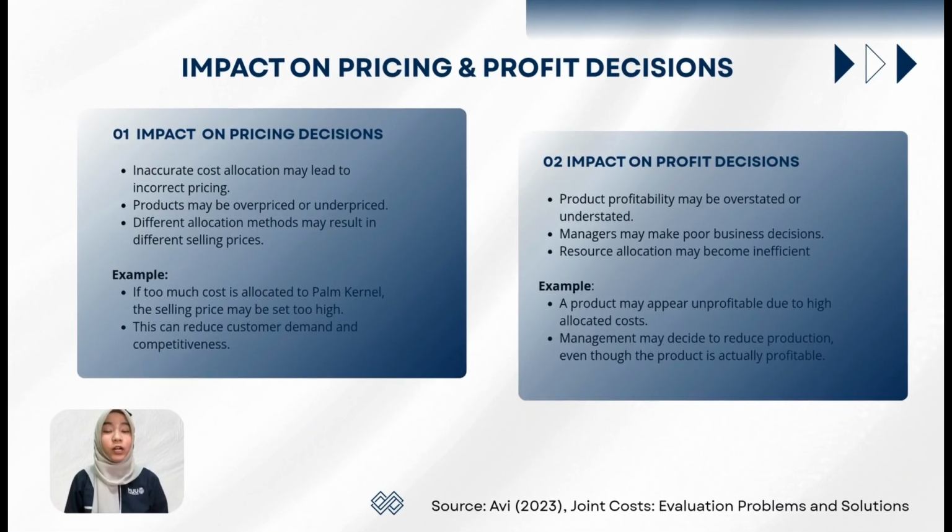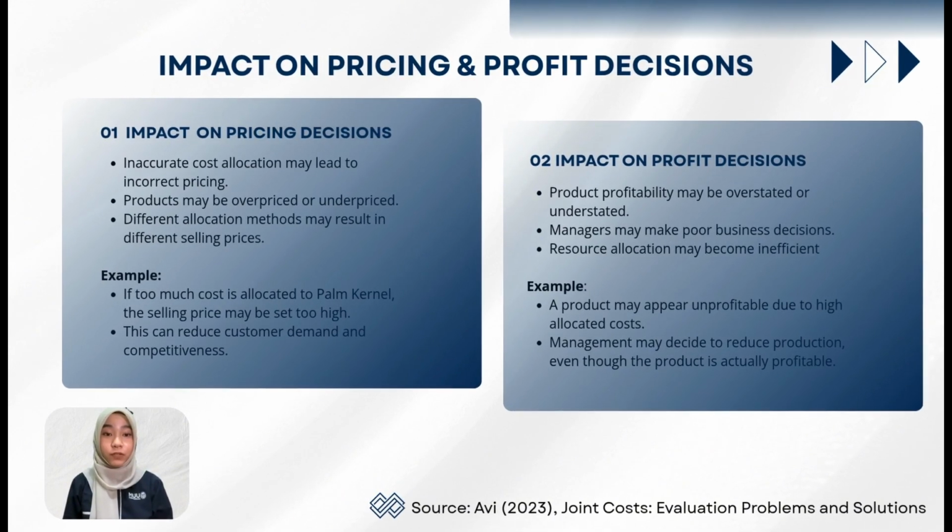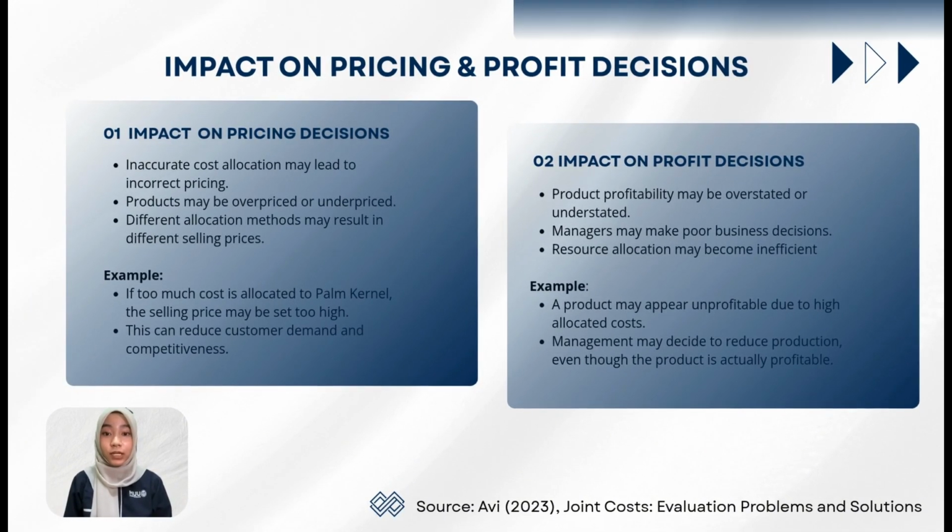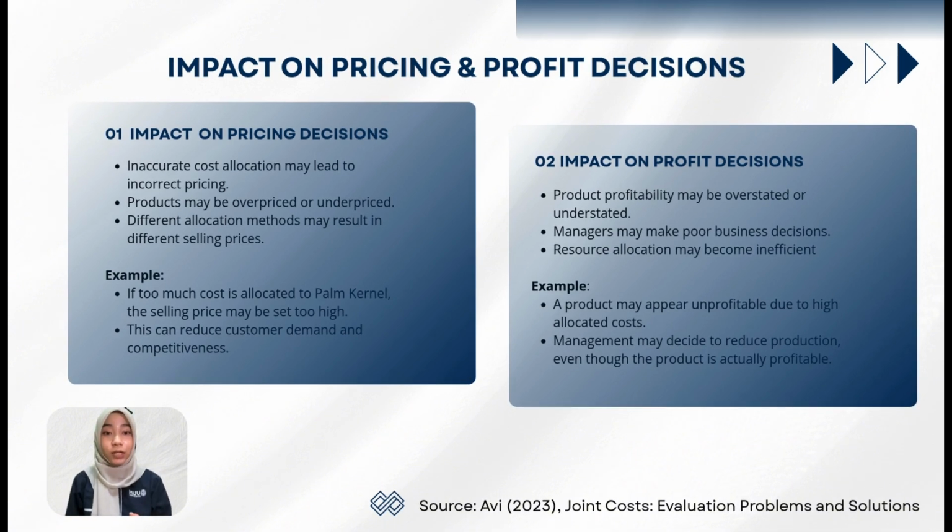Now, let's look at how these challenges affect pricing and profit decisions. First, inaccurate cost allocation can lead to incorrect pricing decisions. If too much cost is allocated to a product, the company may set the selling price too high. On the other hand, if too little cost is allocated, the product may be sold at a lower price than it should be. For example, in the palm oil industry, if a large portion of joint cost is allocated to palm kernel, the company may increase its selling price. This could make the product less competitive in the market.